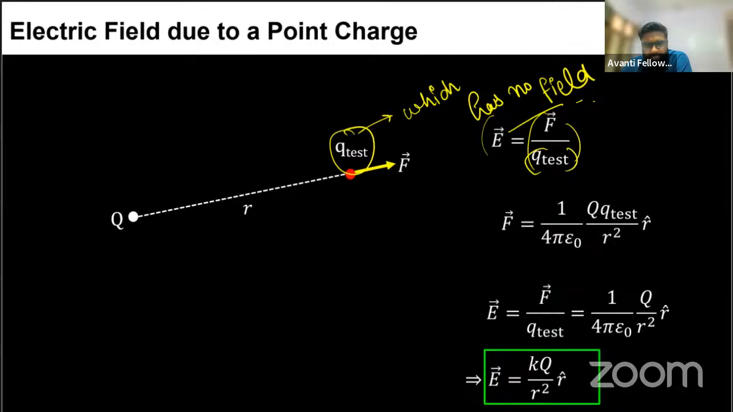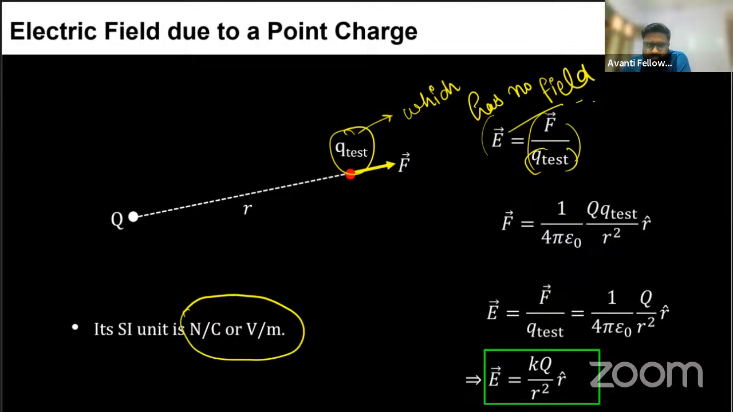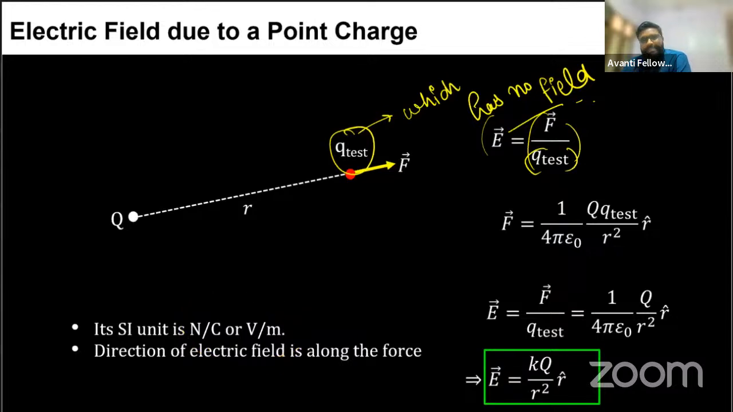ठीक है? इसकी SI unit you need to remember that it is Newton per coulomb or volt per meter. ठीक है? इलेक्ट्रिक फील्ड की डायरेक्शन से एक क्वेश्चन जरूर आता है इन JEE एंड NEET. You can expect a question from the direction, and एक क्वेश्चन जो आएगा वो different phenomena से आएगा when we are dealing with multiple charges and the other situations. ठीक है?